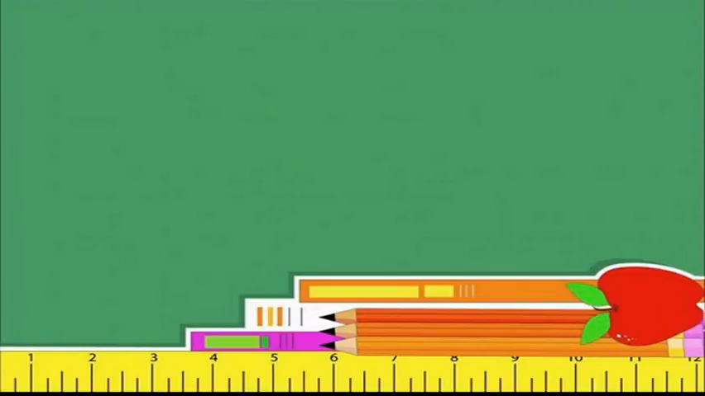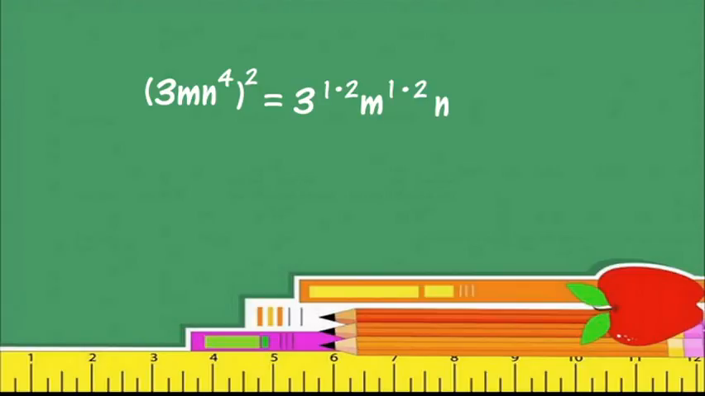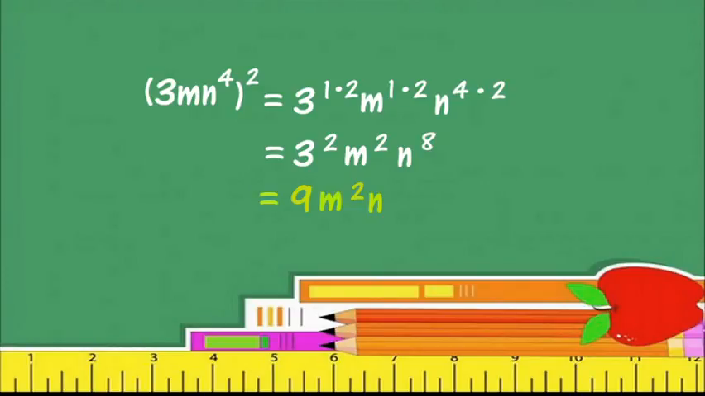For the next example, (3mn raised to 4) raised to 2. It is equal to 3 raised to 1 times 2, m raised to 1 times 2, n raised to 4 times 2. It would be 3 raised to 2, m raised to 2, n raised to 8. The answer would be 9 m raised to 2, n raised to 8.